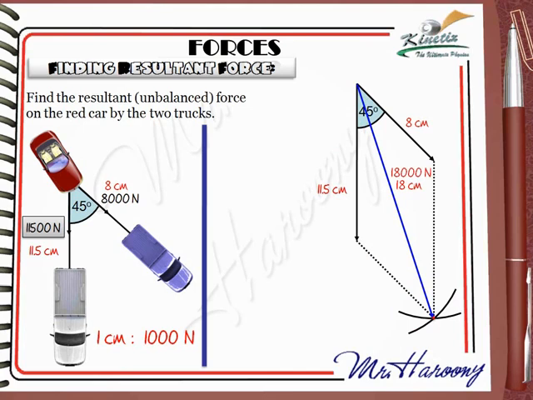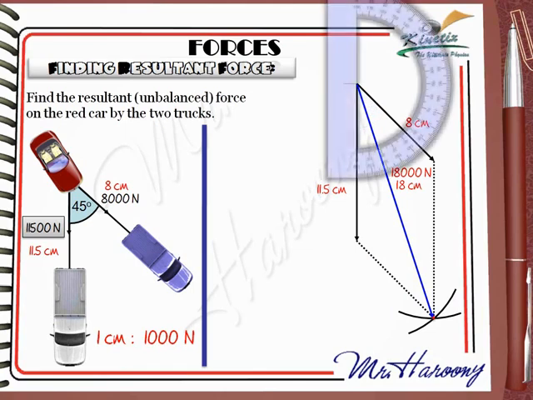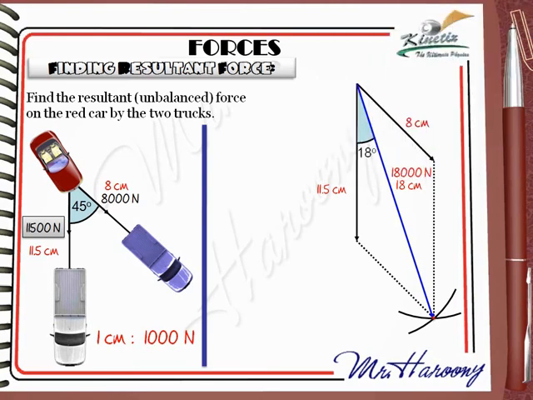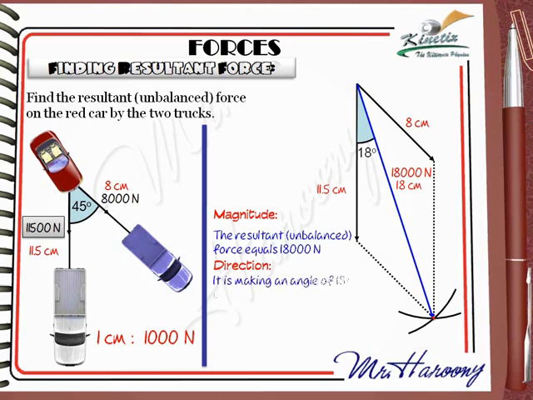We will find the direction using the protractor. Find the angle with the reference force, which was the vertical 11,500 newtons. In this case, the protractor shows that the diagonal is making an angle of 18 degrees with the vertical force. Magnitude: the resultant unbalanced force equals 18,000 newtons. The direction: it's making an angle of 18 degrees with the vertical force to the southeast.